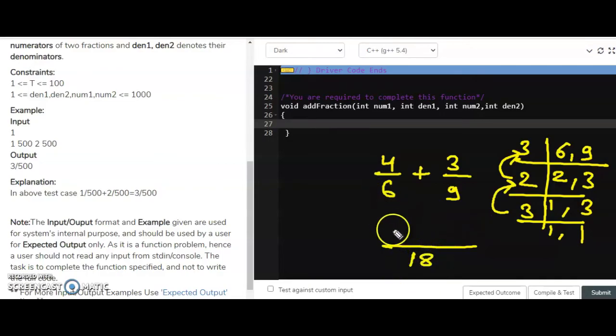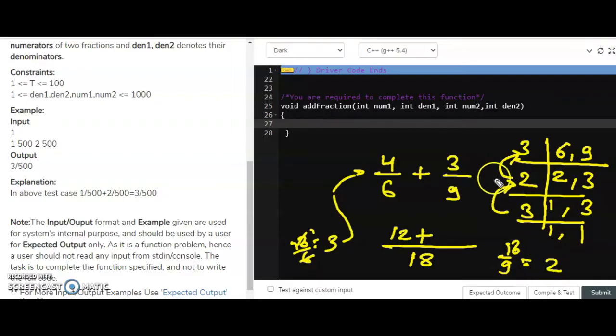So divide 18 by 6. What will be the answer? 18 by 6 will be 3. So multiply 3 with 4. Multiply it, right? 4 3s are 12. So 12 plus, divide 18 by 9, so it will be 2, and multiply 2 with 3. So 2 cross 3 is 6, right? So it's overall 18 by 18, and 1 by 1 is the answer, right?